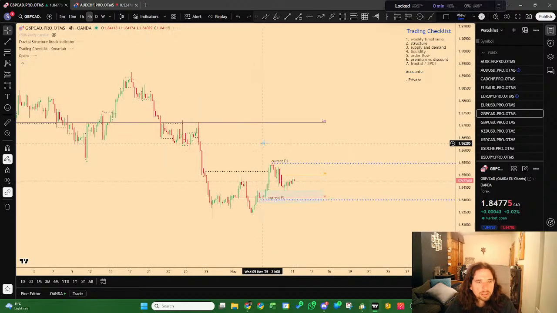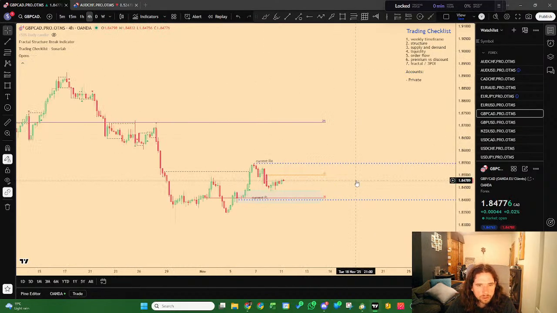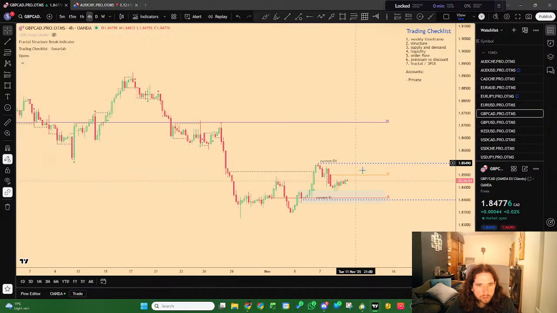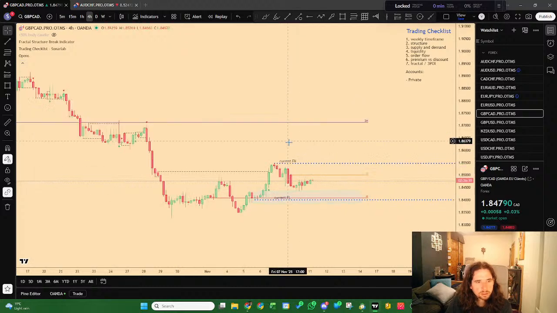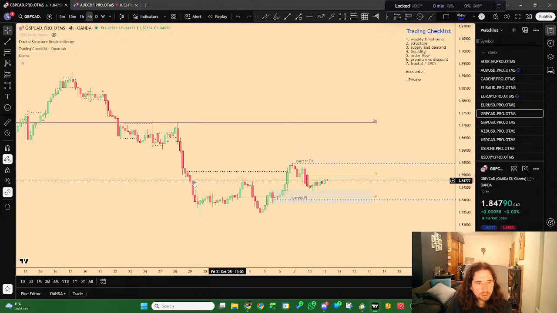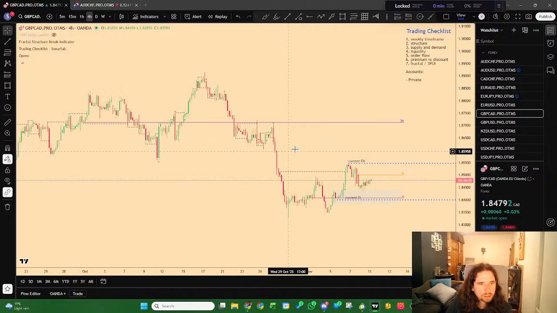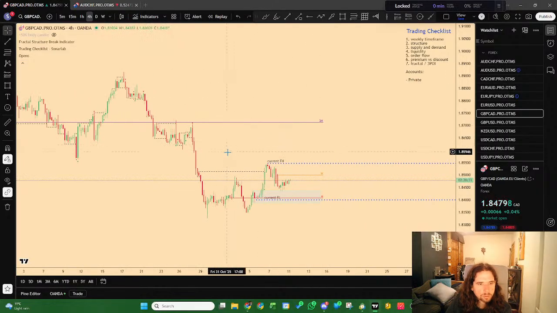The 4 hourly, the bullish order flow is still being respected. We reacted to that. So there's a bit of a change. But yeah, the overall structure is still bearish.